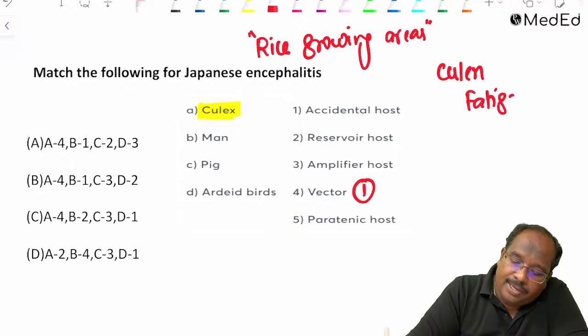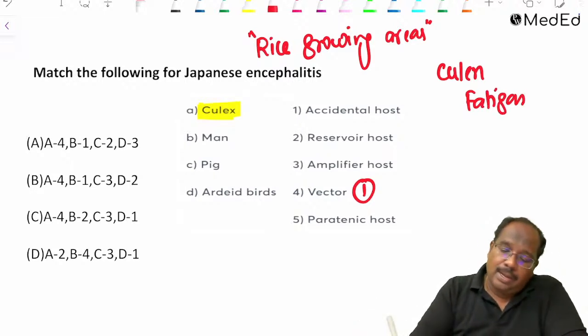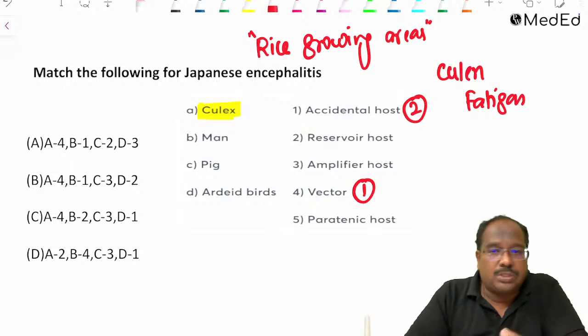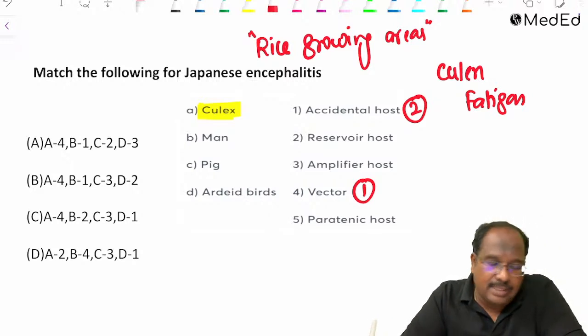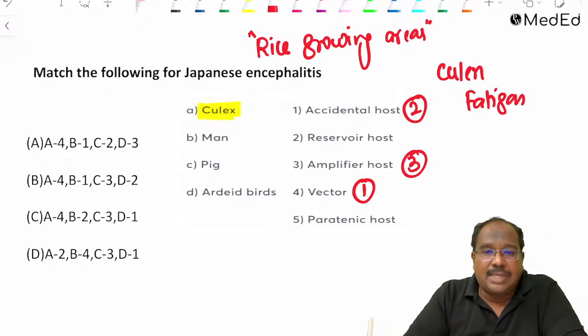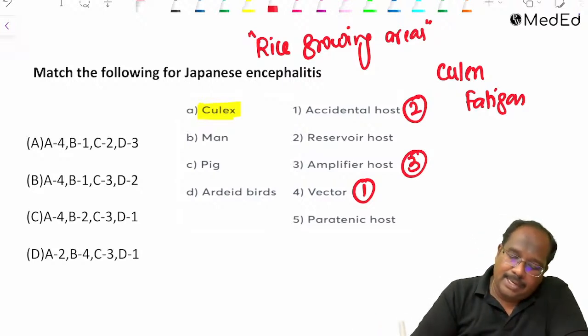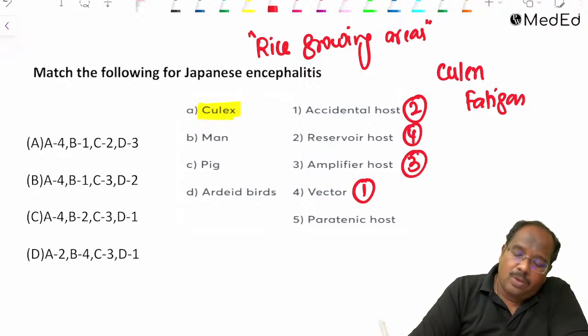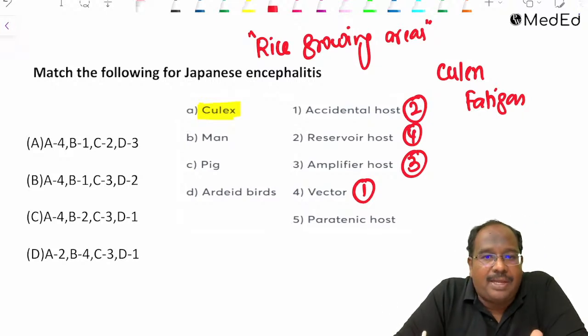Culex fatigans is the vector. Man is the accidental host. Pig is the amplifier host. Ardeid birds are the main reservoir, where multiplication happens.